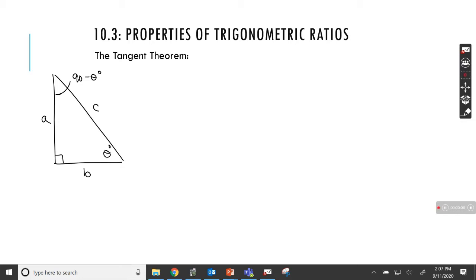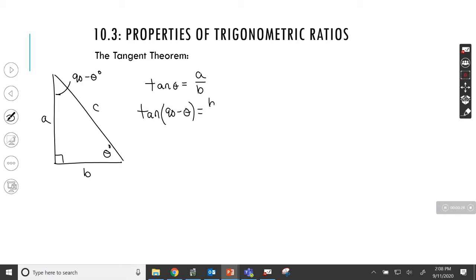So first thing we're going to do is set up the tangent of theta. That's going to equal a over b. So a over b. Tangent of the complementary angle, which would be 90 minus theta, is going to be b over a.